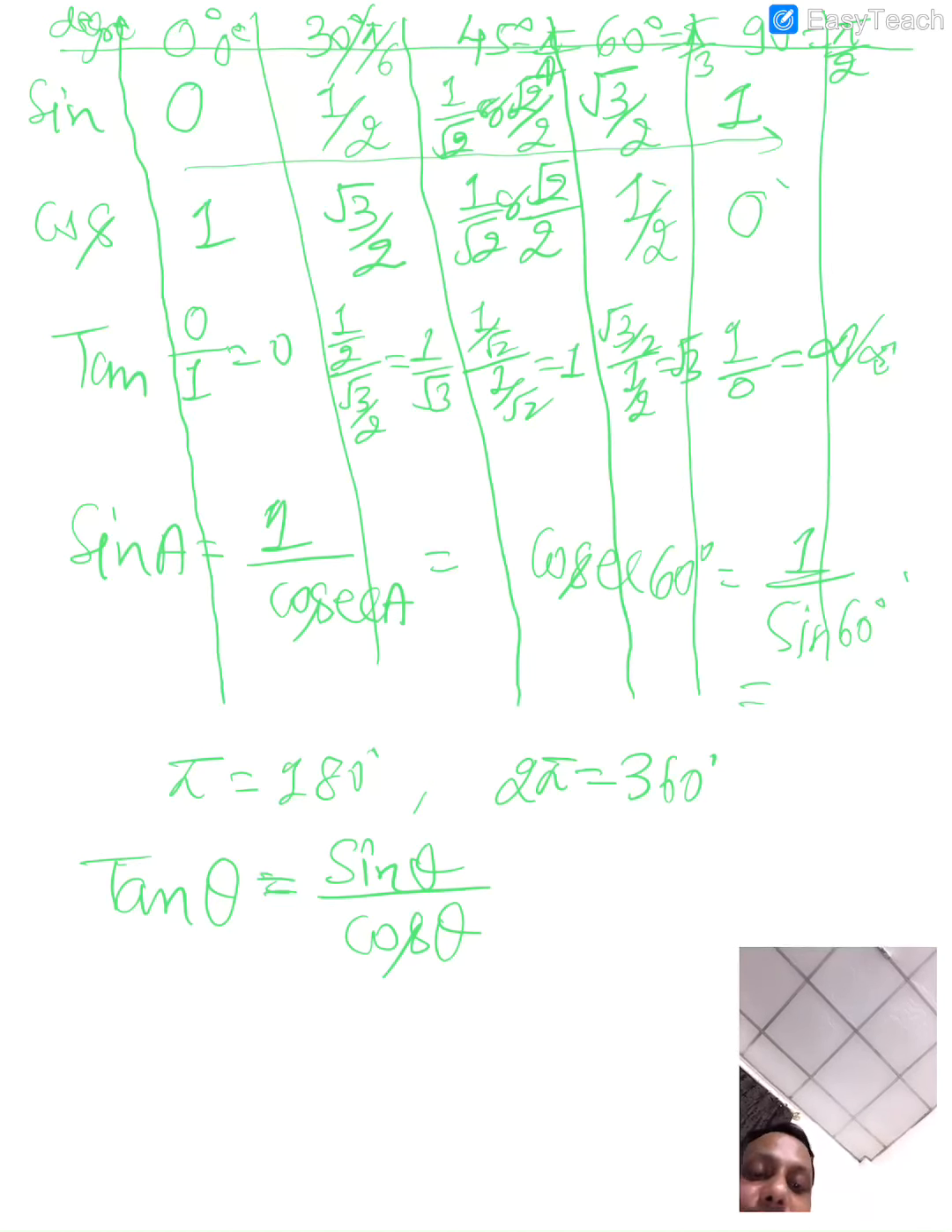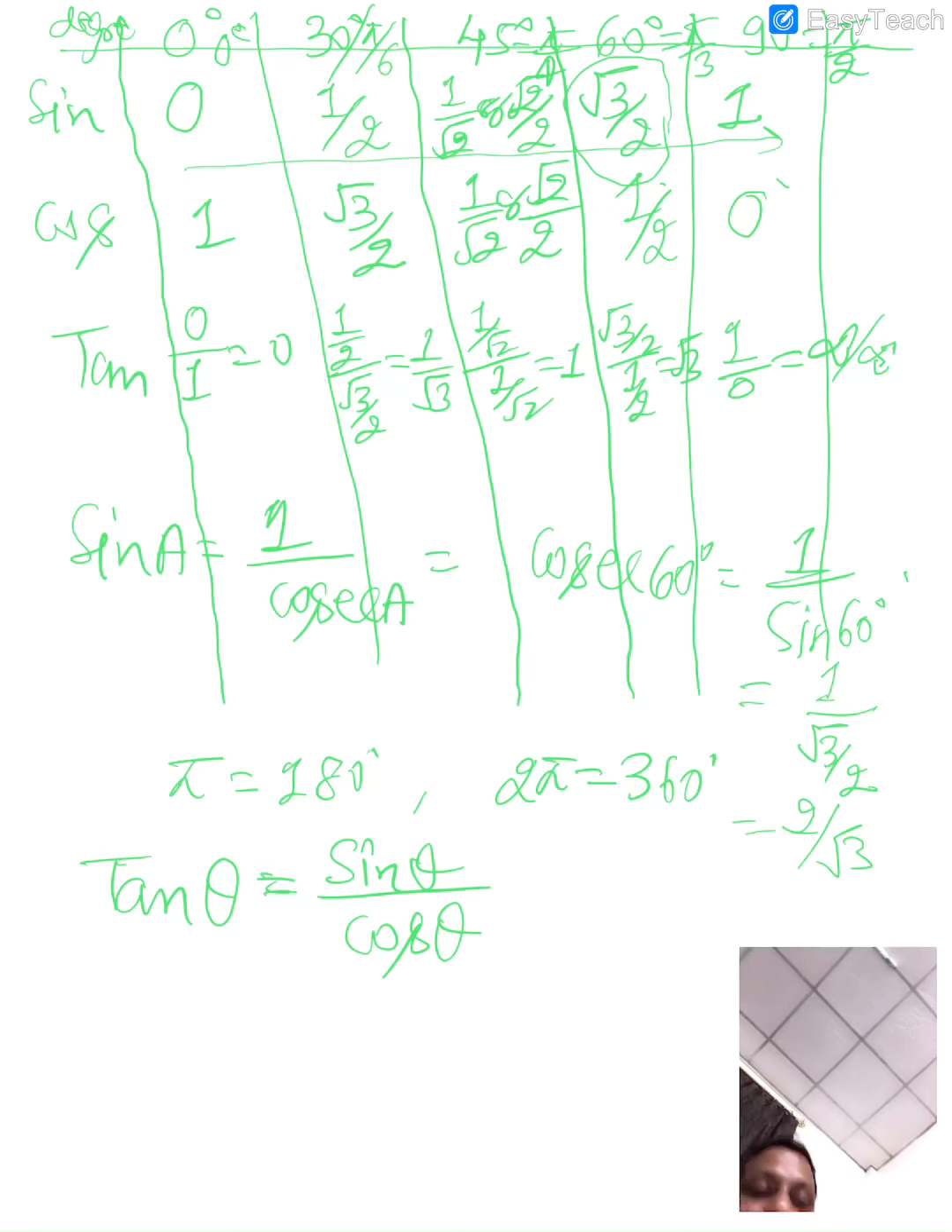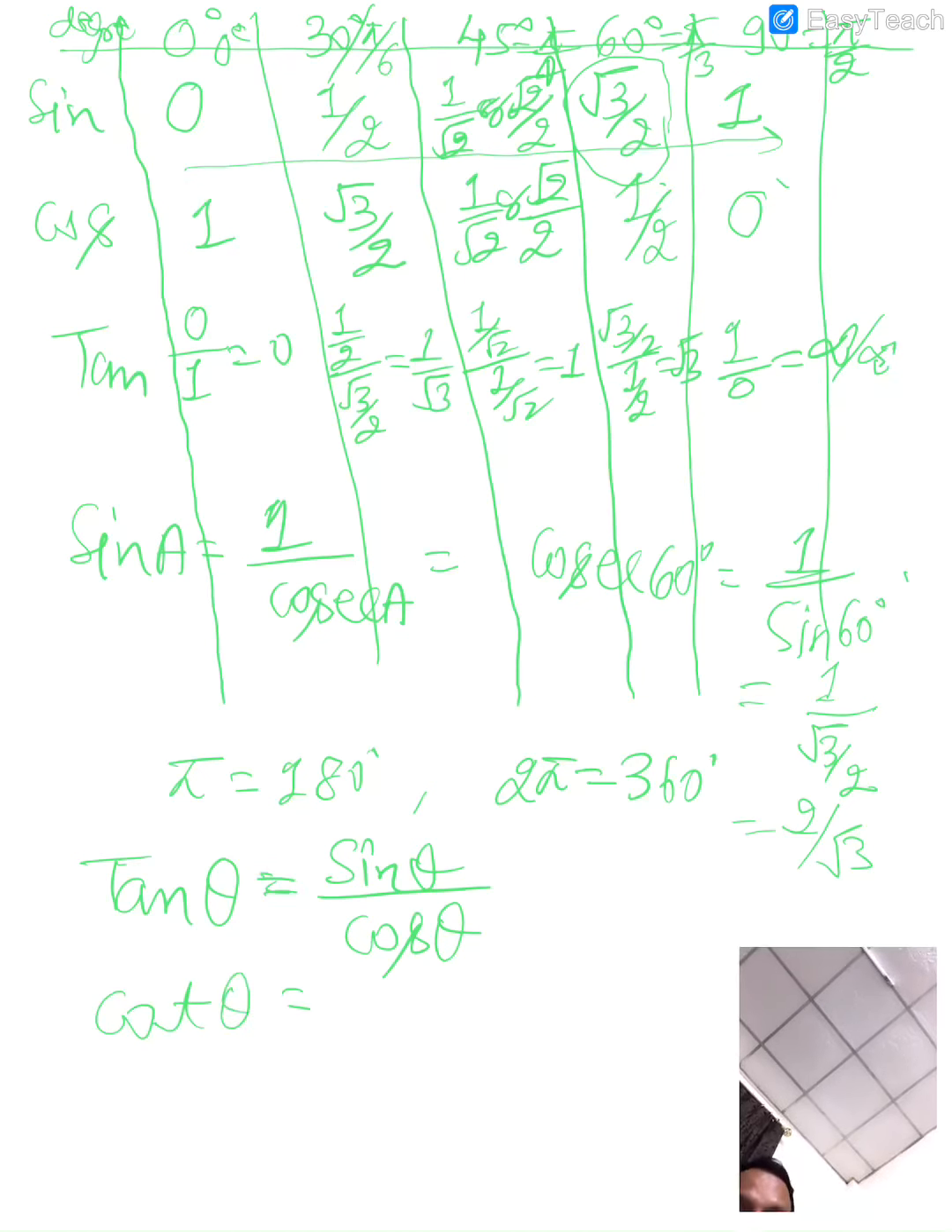So 1 over sine 60: you do 1, and the sine 60 value we know is root 3 by 2, so we implement root 3 by 2 here, and the answer is going to be 2 over root 3. Similarly, you can change all of them, and if you have already done the tan values, then I want to introduce cot also. Cot is the reciprocal of tan. Tan theta is equal to sine theta over cos theta, so cot theta will be changed to cos theta over sine theta.